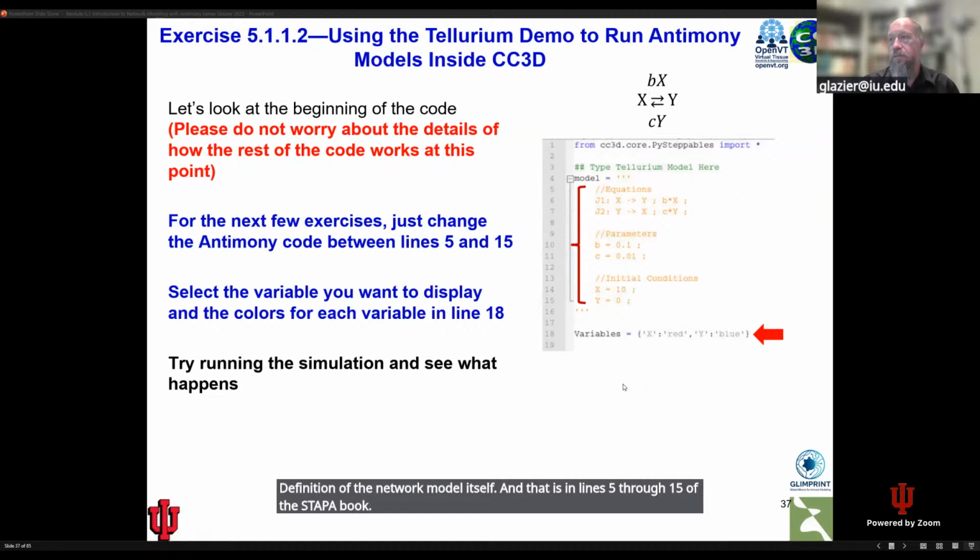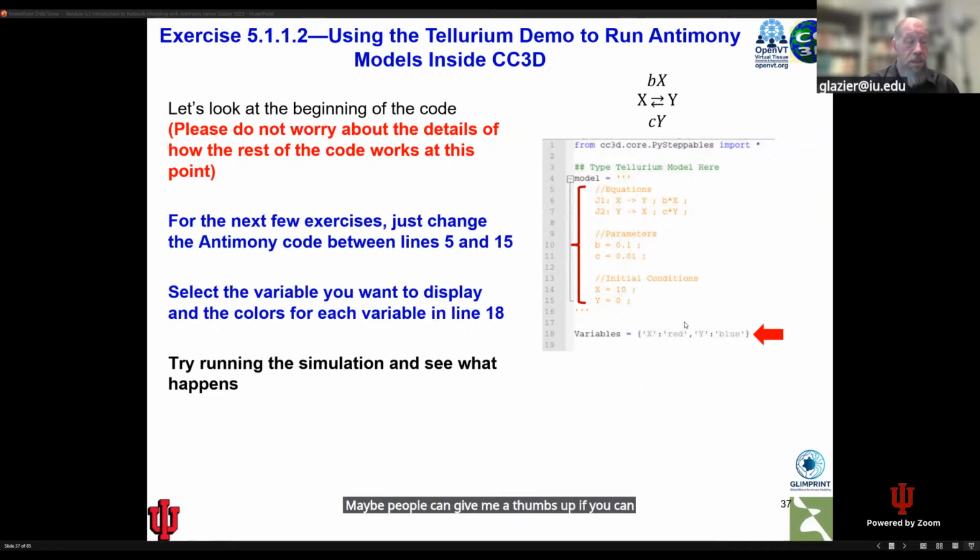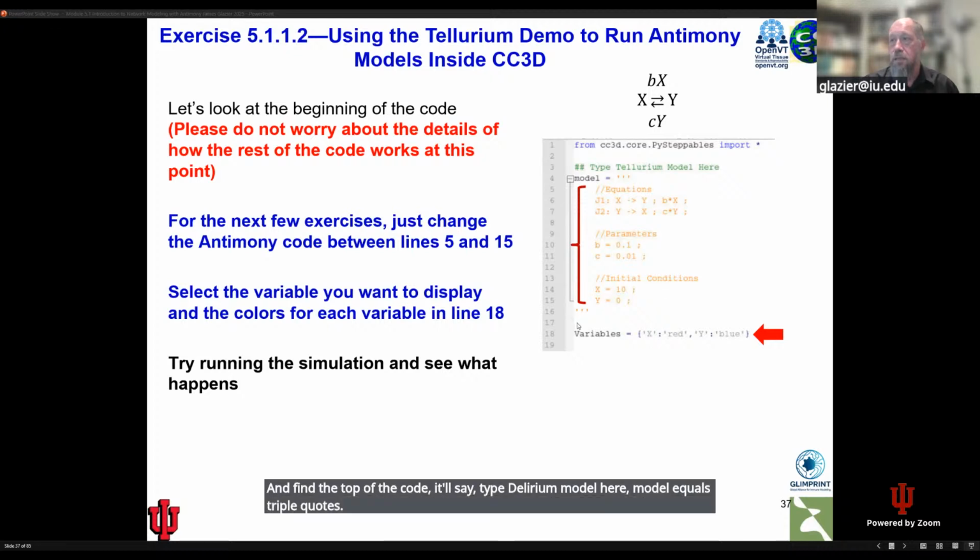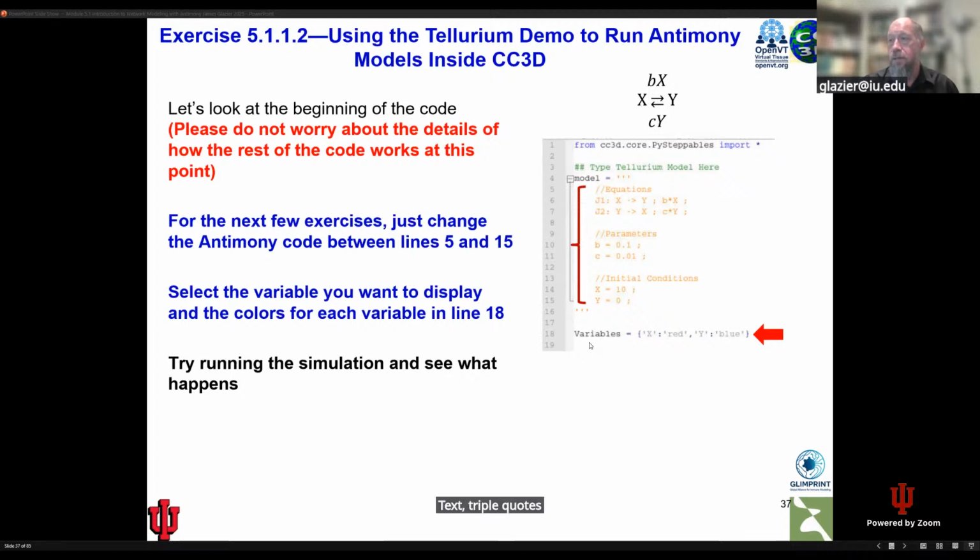Maybe people can give me a thumbs up if you can get this open in Twedit and find the steppable, PySteppable, and find the top of the code. It'll say type tellurium model here, model equals triple quotes, text, triple quotes, and then a line that says variables X colon red, Y colon blue.